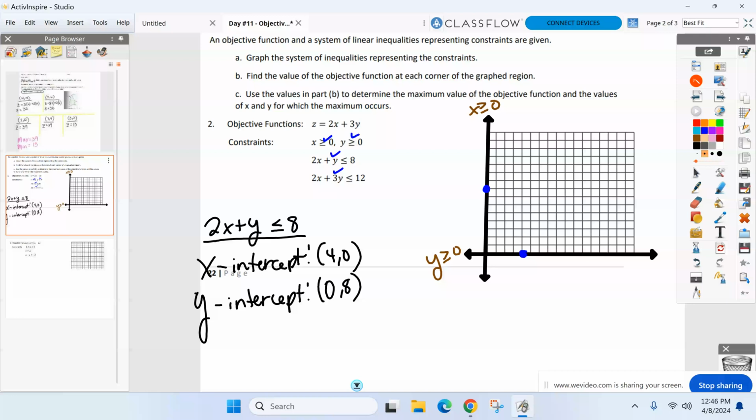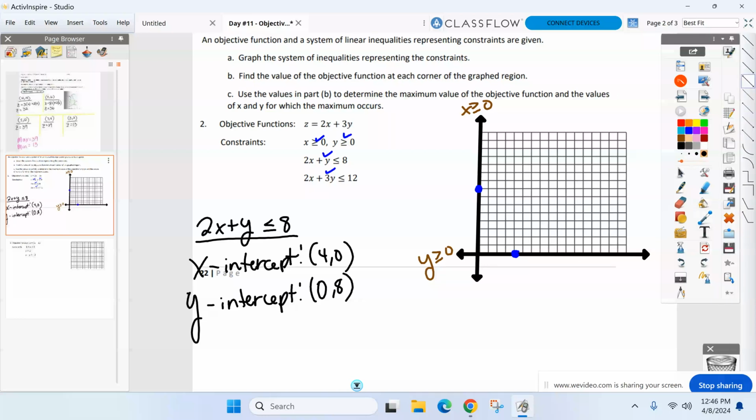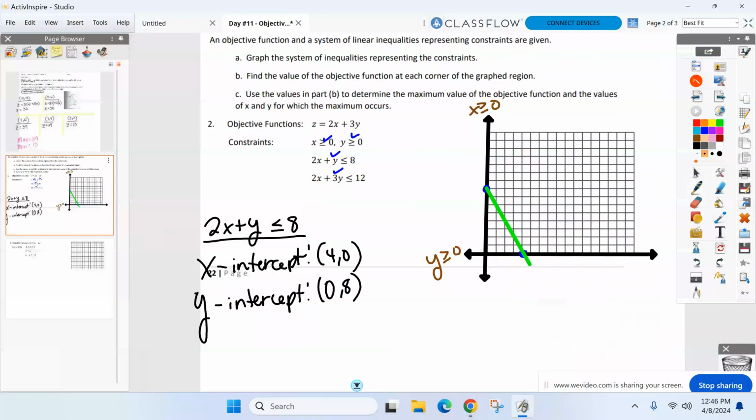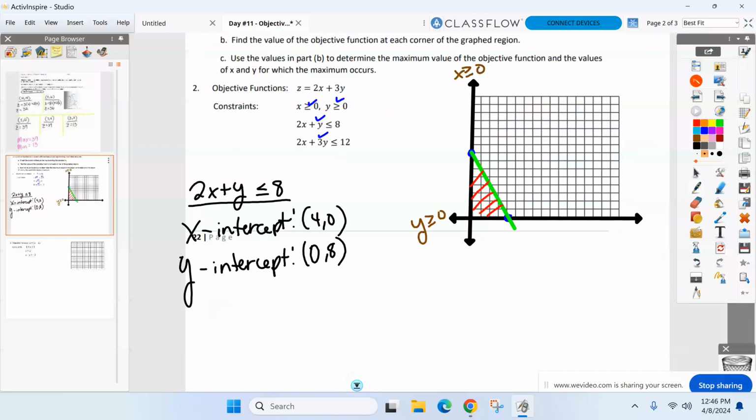Looks like all these are solid lines. Again, straight edge. We got to know where these corners are. Straight edge. And where's the shading going? Where'd my calculator go? Looks like we're shading down to the left. And you're ready for the last one. Go ahead, you guys can go ahead. Find your intercepts for that last one.